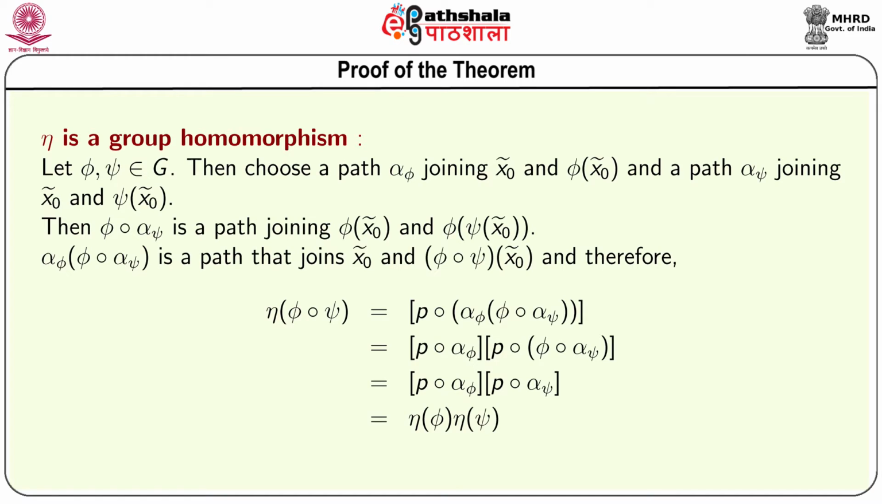Now, we show that eta is a group homomorphism. Let phi and psi be two members of G.